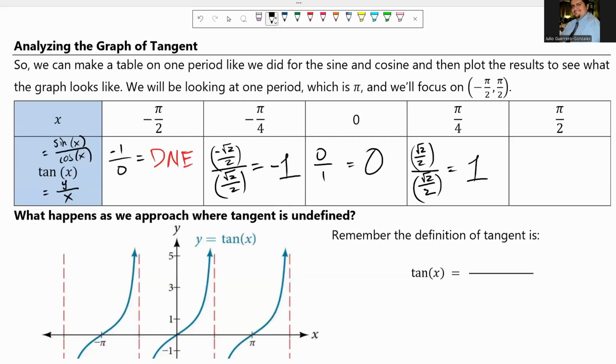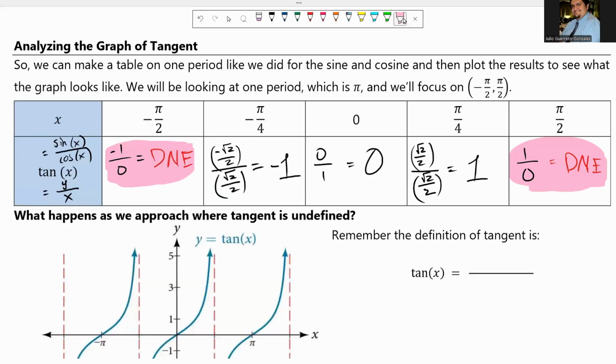And I'm going to do it again. I'm going to do pi over 2, right? That's going to be 1 divided by 0. Again, this should tick you off, right? This does not exist as well. Okay? I'm going to highlight those two does not exist. And there's a reason why I'm going to highlight them, and I wrote them in red.